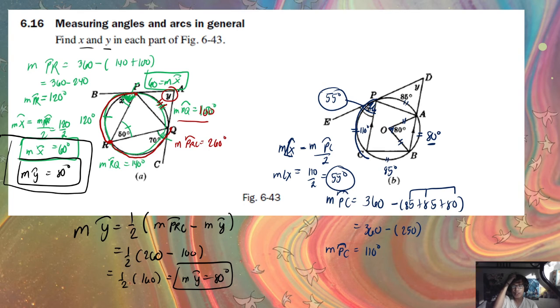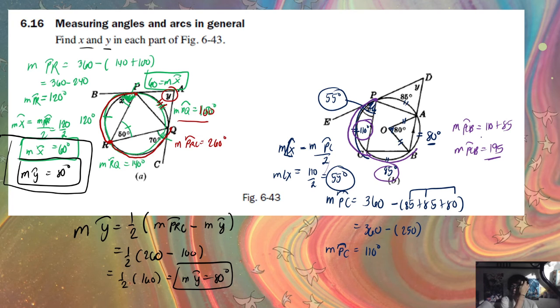Now if that's 55 degrees and this is 110, let's try to add some secants here in order to solve our problem. So we have here arc PC, which measures 110 degrees, and we have here arc CB, which measures 85 degrees. If we add these two arcs, we will get the measurement of arc PCB. That's just equal to 110 plus 85, and the measurement of arc PCB is just 195 degrees.